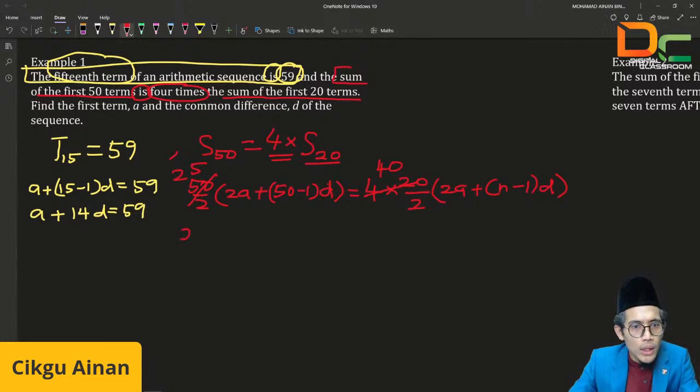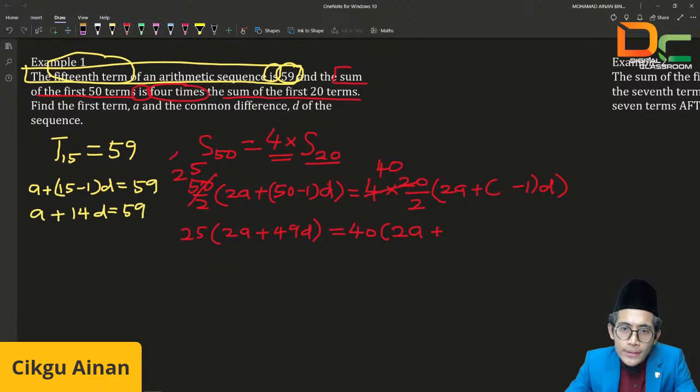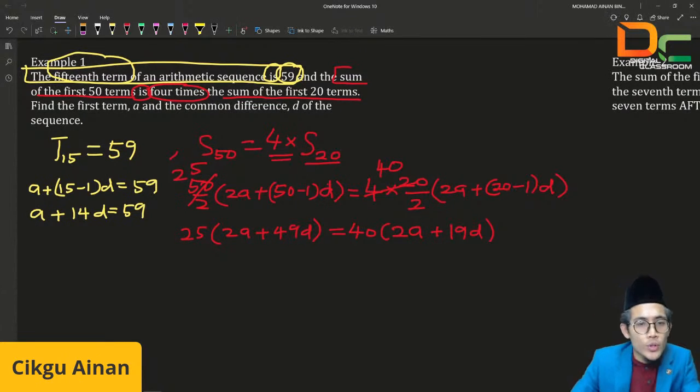So 25 times 2A plus 49D over here equals 40 times 2A plus, oh, this one I made a mistake. This is not N. This is supposed to be 20. My bad. So 20 minus 1, 19D. So we use a calculator to expand the numbers.